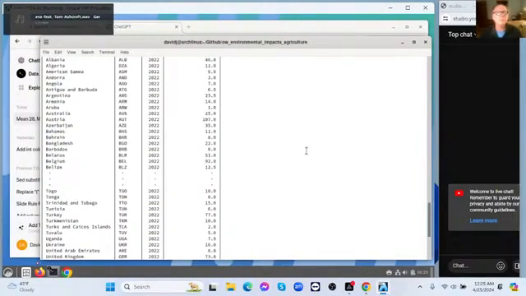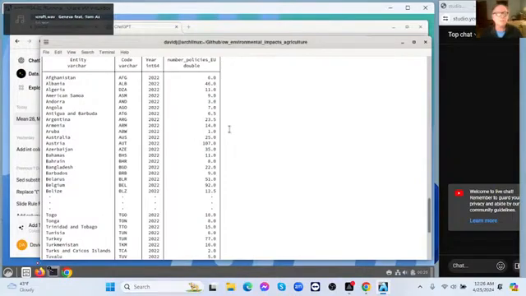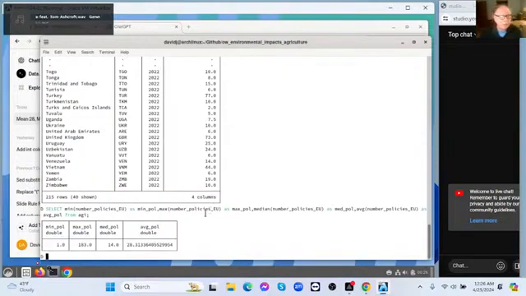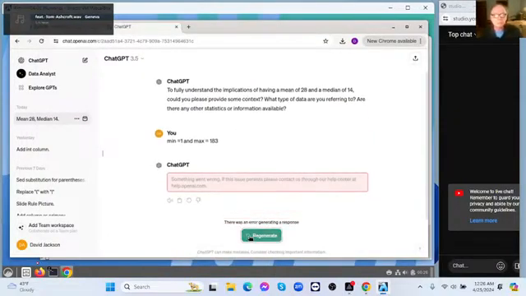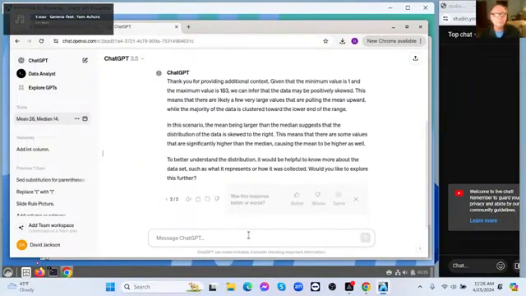How could someone 107 policies? All right. Positively skewed. I would say that's probably certainly compared to 183. See, this means that there are likely a few very large values that pull the mean upwards. Good.